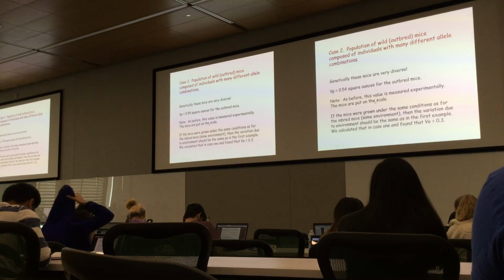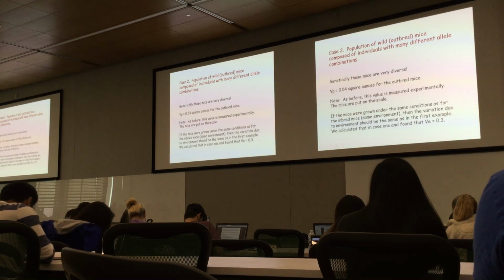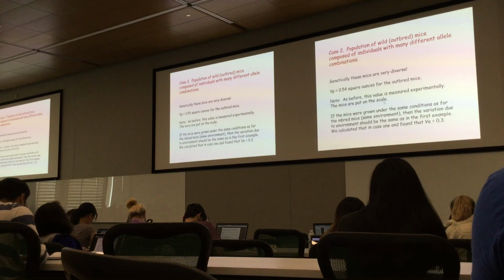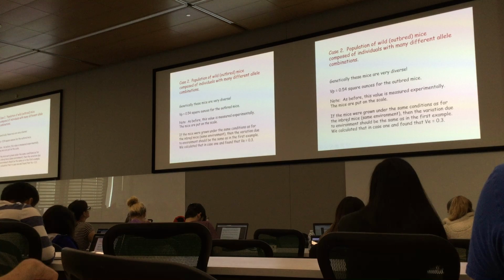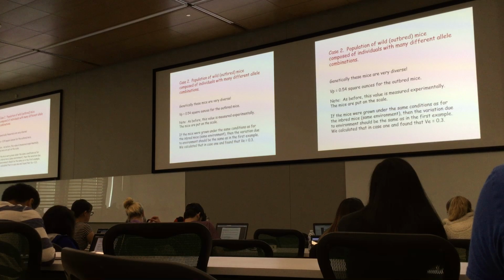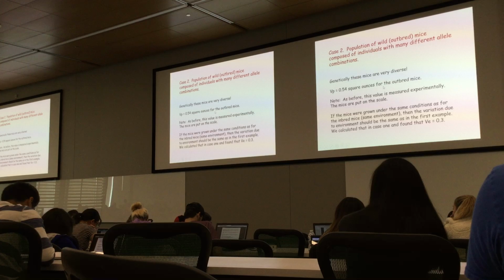So as before, this is measured experimentally, it's not something that you would know necessarily in advance. They're put on a scale, and we're going to say that these mice were grown under exactly the same environmental conditions that we grew the inbred mice in case 1. So we think then that there should be no difference in environment in case 1 and case 2. And we've already calculated the variance that's due to environment in case 1 in the situation where the mice were inbred and there was no genetic component. And that variance was 0.3.